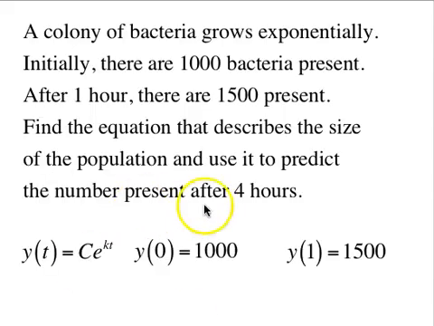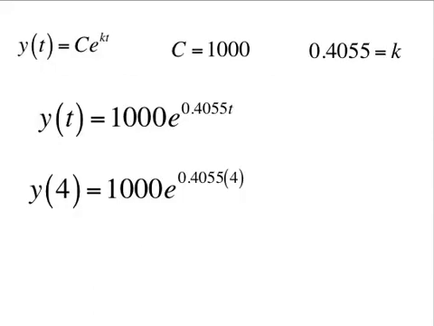So recalling the original question, it says, find the equation, we've done that, that describes the size of the population. Use it to predict the number present after 4 hours. So I need y of 4. Now I know c and I know k. I'm going to plug in a 4 for t, and I'll get the approximate value of the number of bacteria we should have at that time.